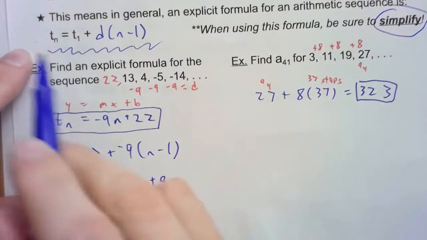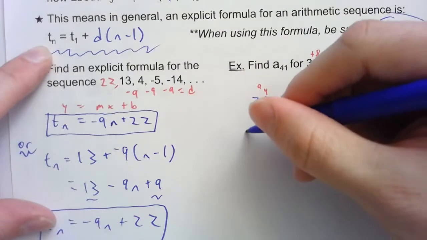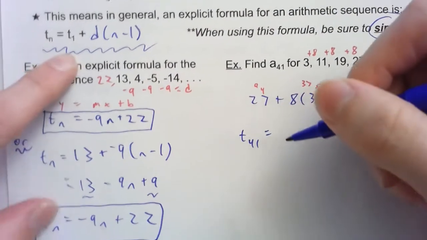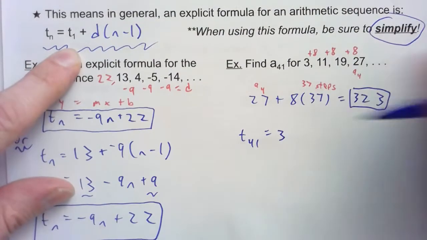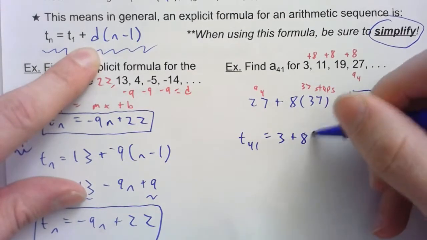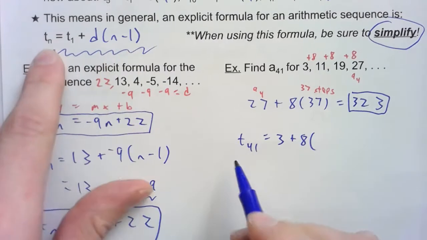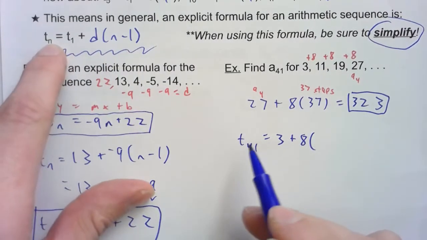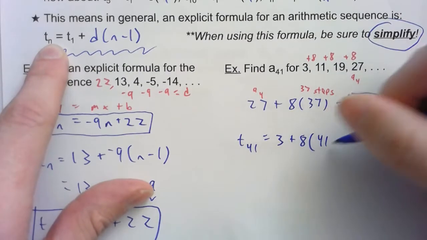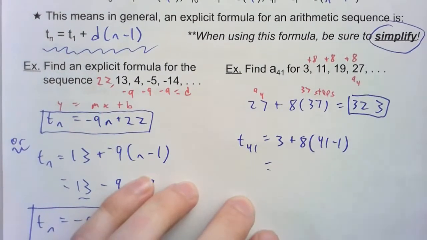Another way to do it would be to use this formula right here. You could say, all right, we're going to do t sub 41. So that's going to be the first term, which was 3. And then our d was 8. And then we want n minus 1 right here. So when we say t sub 41, we put the 41 where the n went. So our 41 is n right now. So we'd have 41 minus 1.